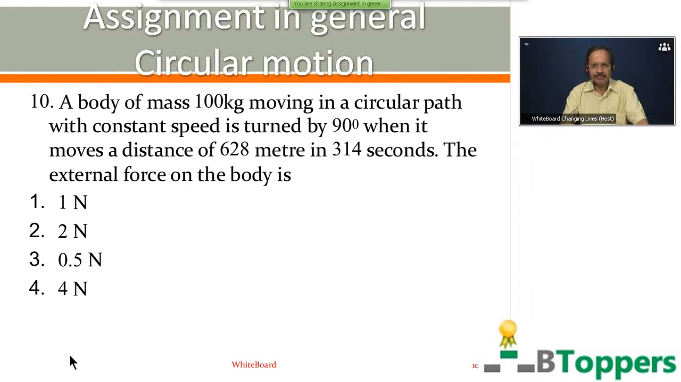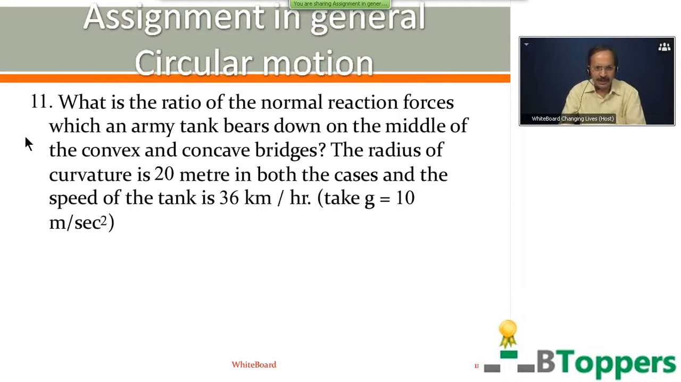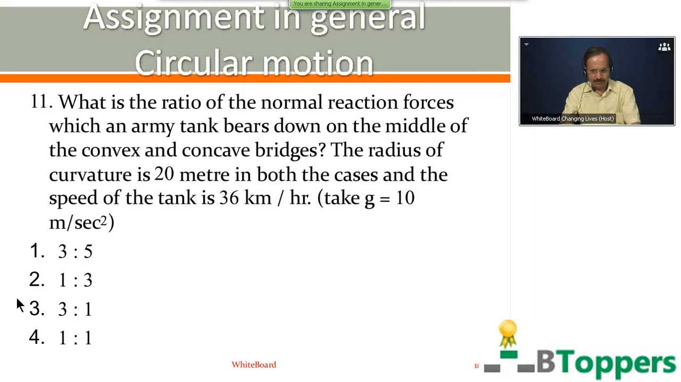You can take a pause and take your time to try the problem. I am going to show the next question on the screen. See question number 11. What is the ratio of the normal reaction forces which an army tank bears down on the middle of the convex and concave bridges? The radius of curvature is 20 meters in both the cases. The speed of the tank is 36 km per hour. Take g equal to 10 meter per second square. So you are shown 4 options on the screen. Come on, start trying the question.